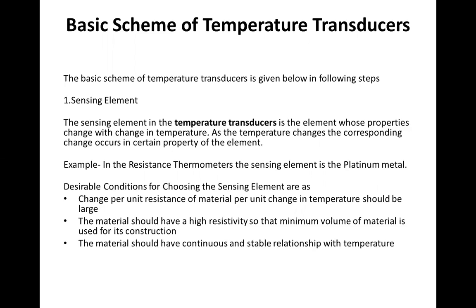Desirable conditions for choosing the sensing element are: the change in resistance per unit resistance of the material per unit change in temperature should be large. The material should have a high resistivity so that a minimum volume of material is used for its construction. The material should have a continuous and stable relationship with temperature.